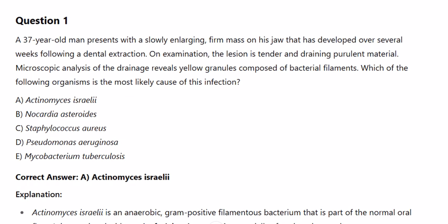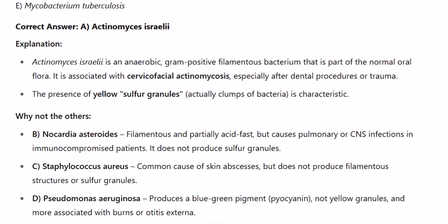A. Actinomyces israelii, B. Nocardia asteroides, C. Staphylococcus aureus, D. Pseudomonas aeruginosa, E. Mycobacterium tuberculosis. Correct answer, A. Actinomyces israelii. Explanation. Actinomyces israelii is an anaerobic gram-positive filamentous bacterium that is part of the normal oral flora.